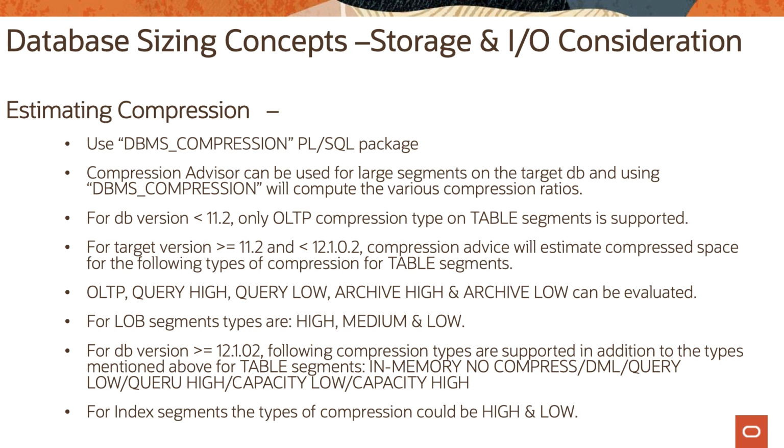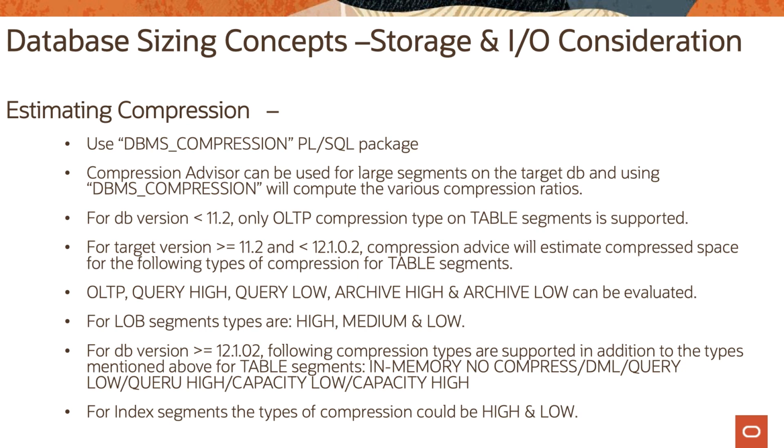An estimate of how much space can be saved by compressing the data is important. Depending on the segment type and database version, estimates for several types and levels of compression are available, such as OLTP and HCC. We estimate how much space we can save if we compress a segment. This package takes a segment and compression type and returns a number which gives us that information. The number returned is the ratio of the number of blocks when the segment is uncompressed to the number of blocks when the segment is compressed.